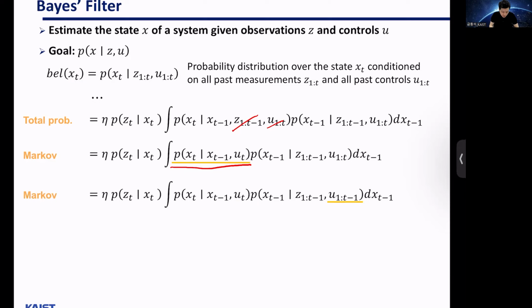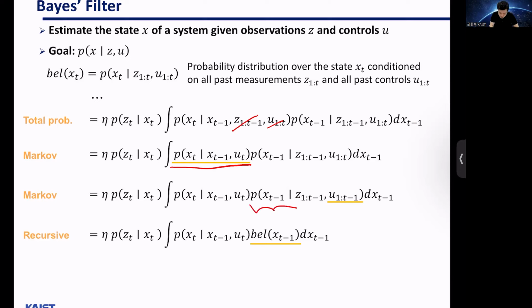And then let's apply the Markov property for this last term here, so that we can remove other terms, just like we applied before. And if you take a look at this term, this looks similar to this. And in fact, this term is belief x_t minus 1.